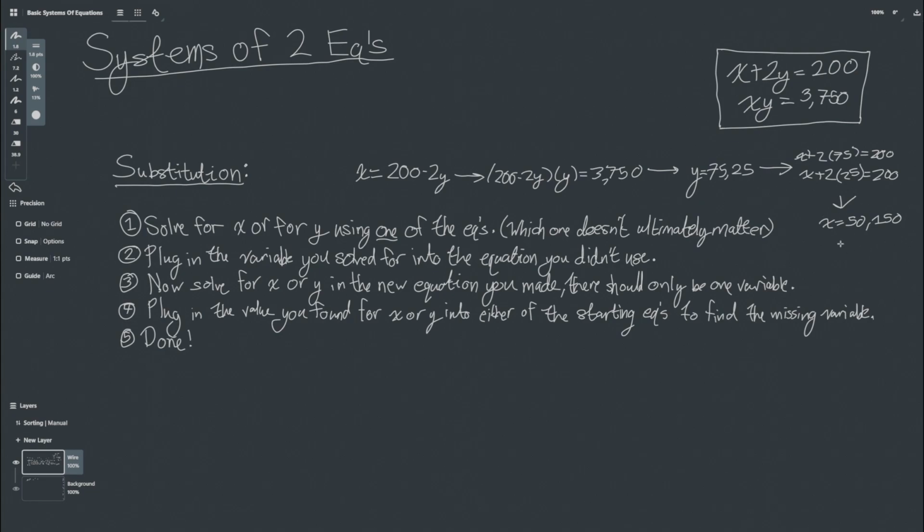And notice you'll get these same values if instead I plugged in y for the bottom equation. So we had, say, x times 75 equals 3750 and x times 25 equals 3750. We get the same values here. Now it's very important that we match up the corresponding values. Since we have multiple solutions, one solution isn't 50 for x and 25 for y. We have to make sure we pair up the corresponding equations. So we'd have x equals 50 and y equals 75, or x equals 150 and y equals 25. And that's all you need to do for this substitution method.